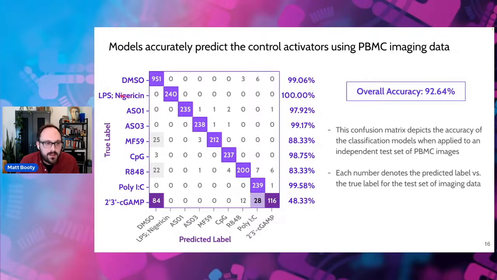I'll highlight LPS and nigericin. This is a pretty inflammatory stimulus. It's actually going to induce quite a bit of pyroptosis, I hypothesize. In this case, we're able to construct a very accurate model. It's very distinct to the algorithm.